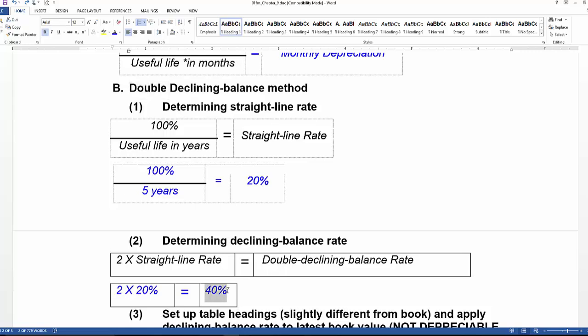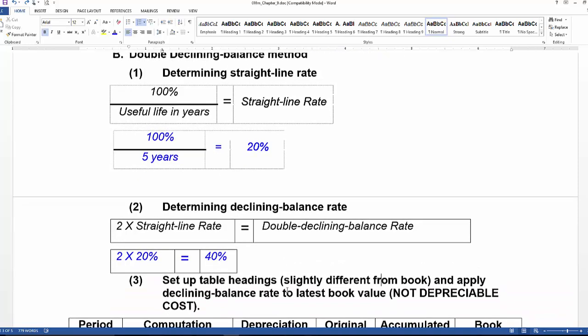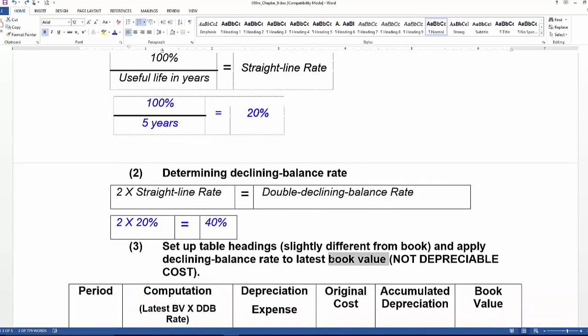Then you set up a table, which I have one more heading than the table does, and use your double declining balance rate and multiply it by whatever your latest book value is. Don't confuse it with depreciable cost. The salvage value doesn't enter into this calculation at all until the very last year. So do not subtract salvage value for DDB.